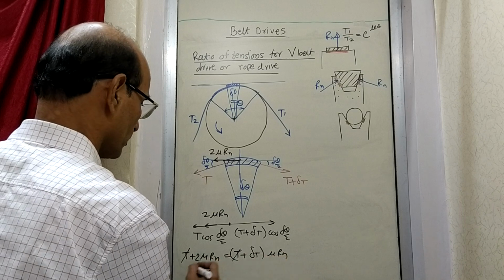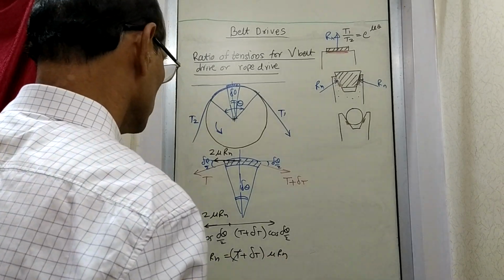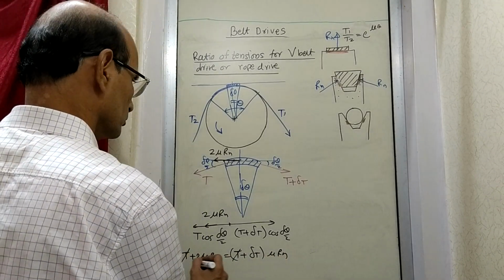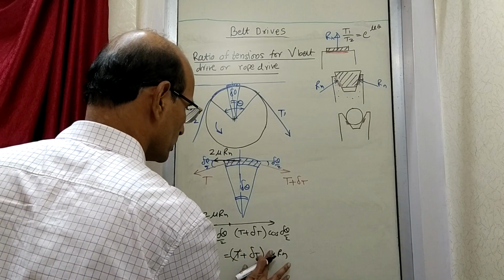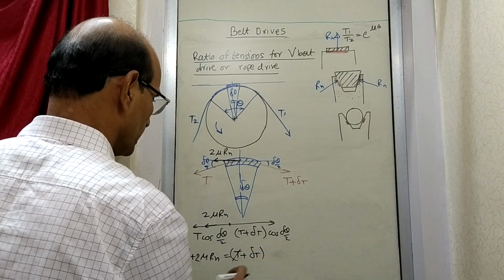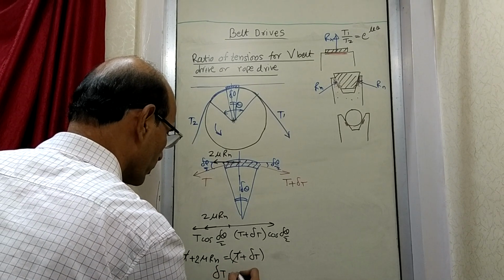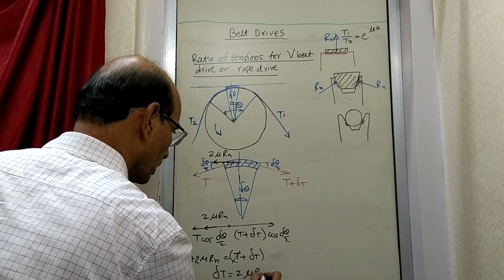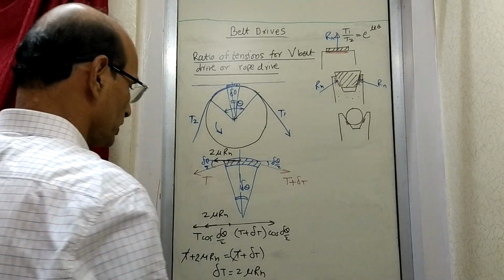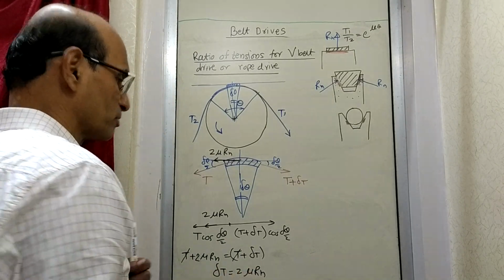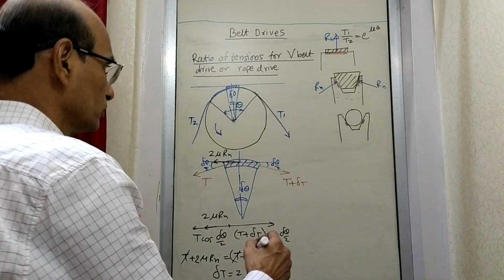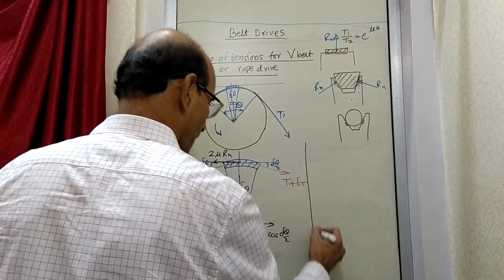So you write here T plus delta T. So T and T goes, so delta T is 2 times mu Rn. So this is one equation we got, delta T is 2 times mu Rn. Now the next thing, I'll write here.